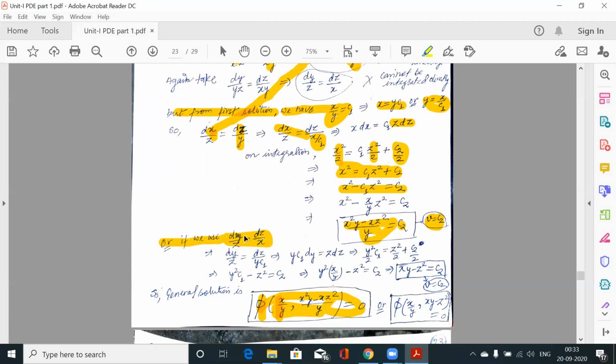In this case, we have dy and dz, so we have to replace this x, because this cannot be integrated with this, with y or z. So we have substituted the value of x as y c1, dy over z, dz over y c1. Then y c1 is on that side, cross multiplication, z dz. On integration we get this.